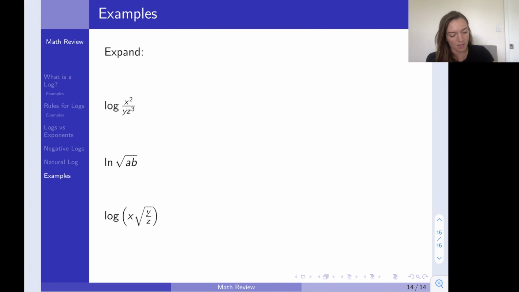Okay. And then we just have 3 more problems, and that's it. So this one here, log x squared, that's going to be 2 log x. And then we have minus log y in the bottom. And then we also have minus 3 log z in the bottom.